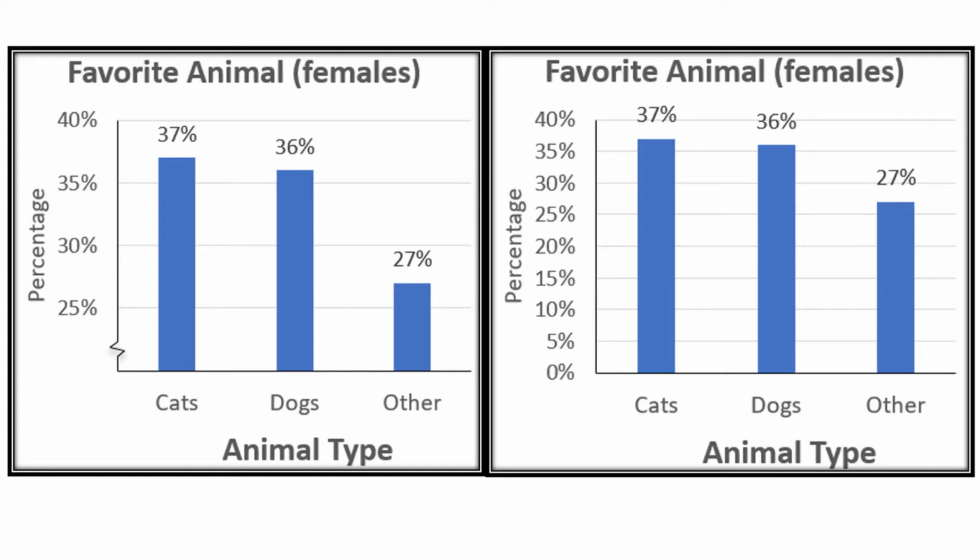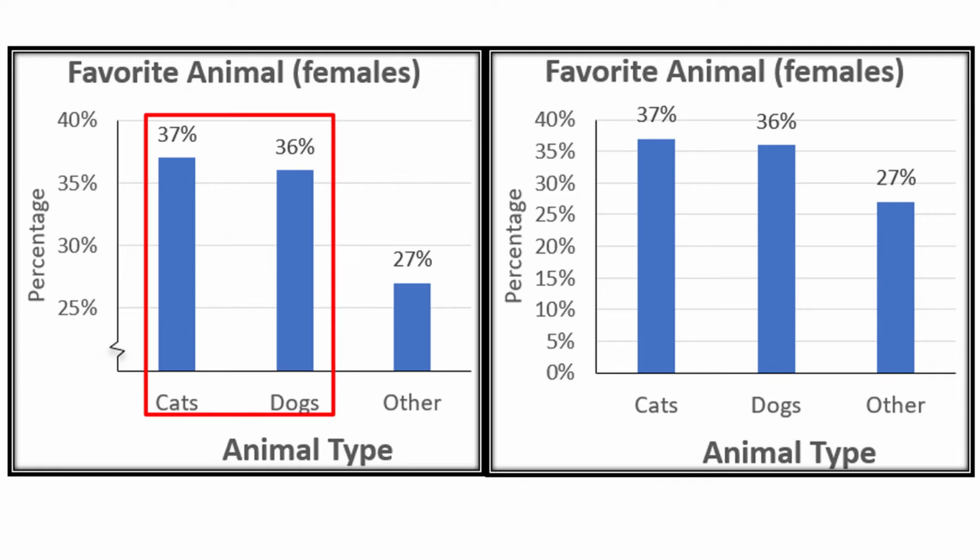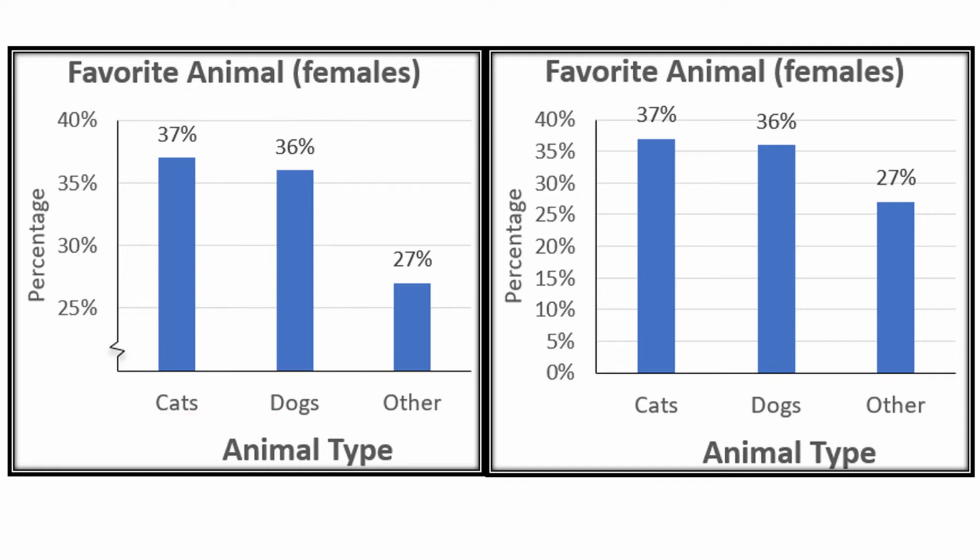If you look at the graph on the left with the changing scale, the other category bar looks dramatically smaller than the bars for cats or dogs. The other bar is less than half of the height of the bar of the cats or dogs, but the actual number, 27%, is more than half of 36% or 37%.